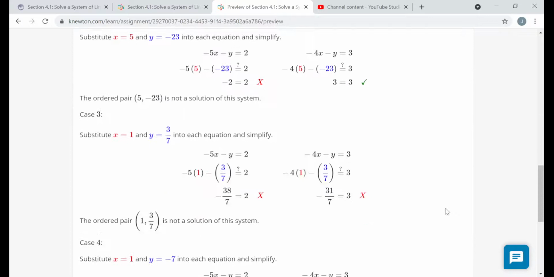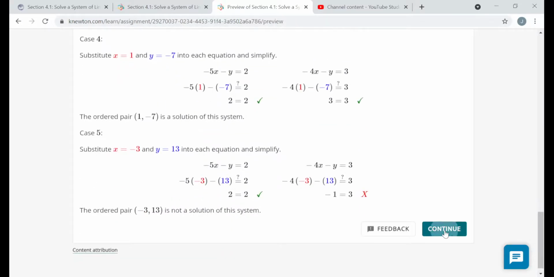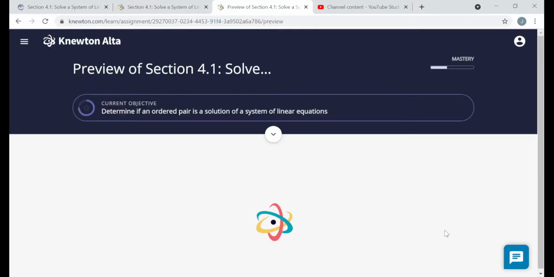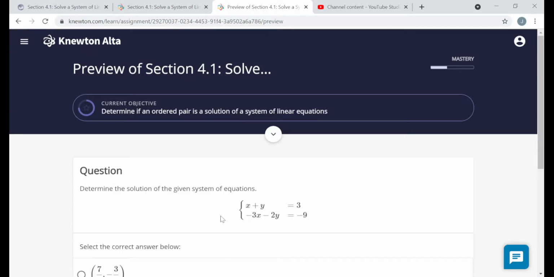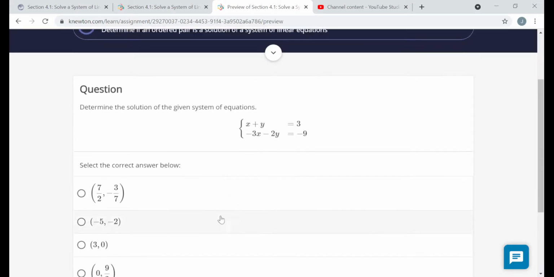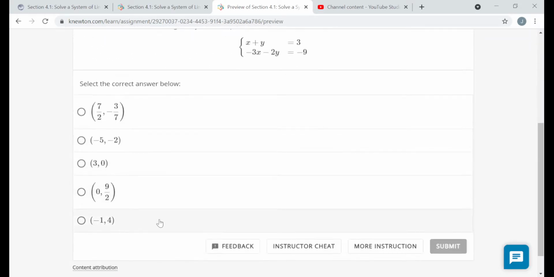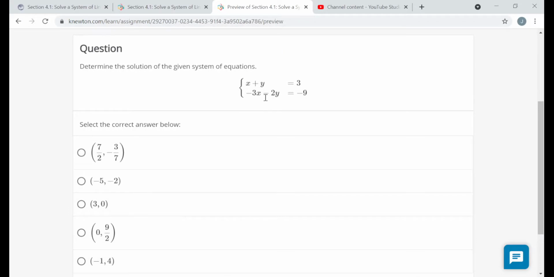Alright, next one. And I believe this will be the last one involving this objective. Once again, determine if an ordered pair is a solution of a system of linear equations. We're given a system. We're given a bunch of ordered pairs to test, and we see which of these satisfy both. So once again, I'm going to write it out, do some columns, and we'll start going through them.